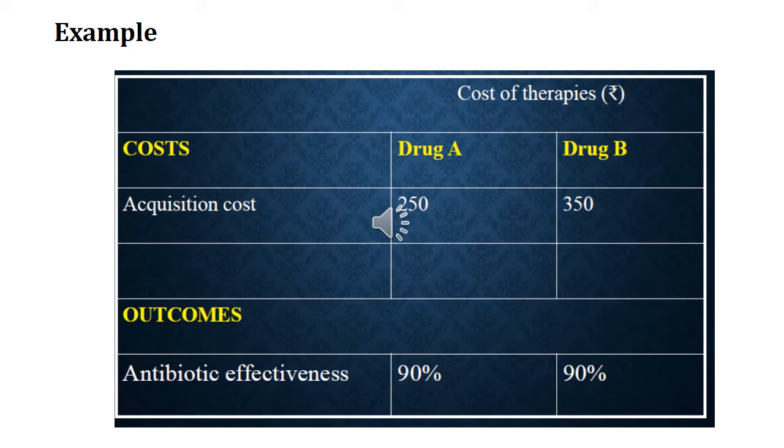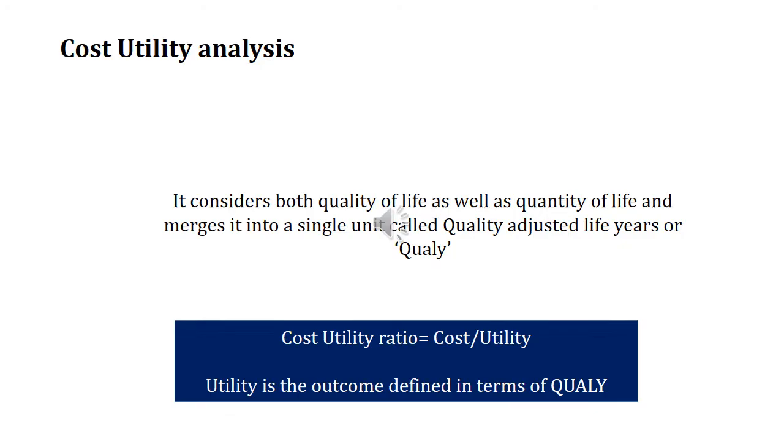So now if you have to look at the cost, you will see that drug A is better than drug B. Why? Because at lower cost you are getting the same efficacy. So this is how you choose a particular drug using cost minimization technique.